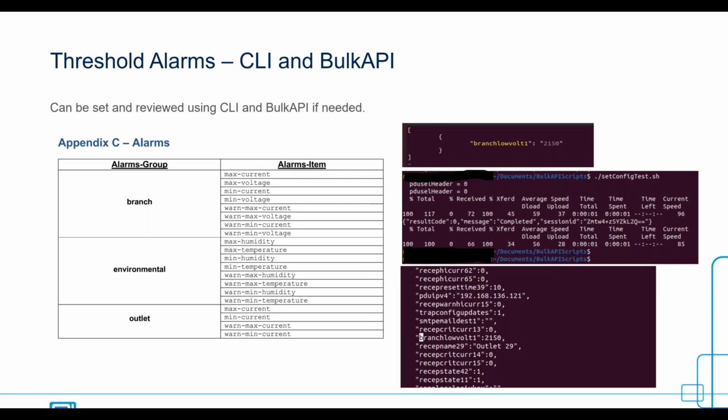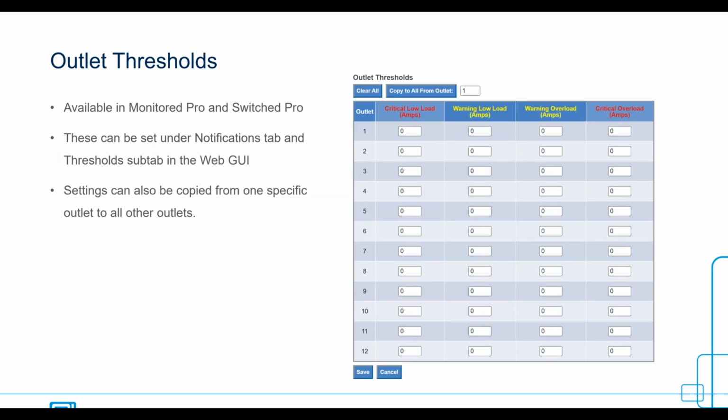To the right, this is an example. You can see an example of how it looks on bulk API when setting up an alarm for low voltage for a specific branch. And it's a very good thing to have that you can also access that through the bulk API if you need to.